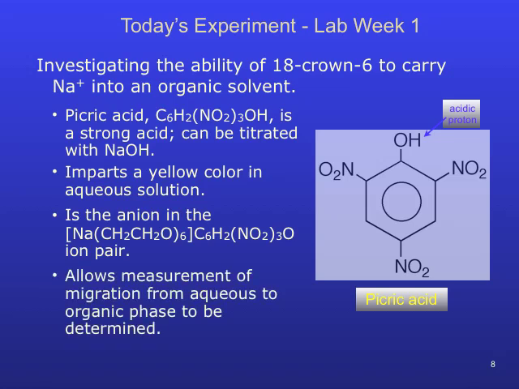The strong yellow color of the picrate anion allows a measurement to determine how much of this ion pair migrates to the organic phase.